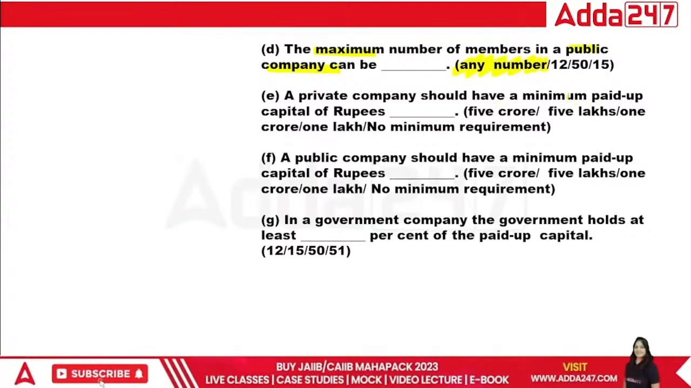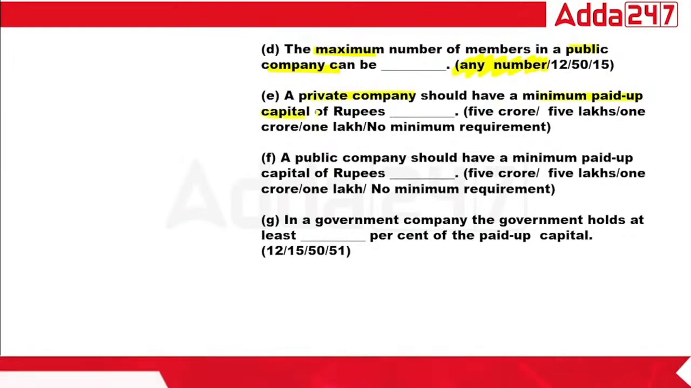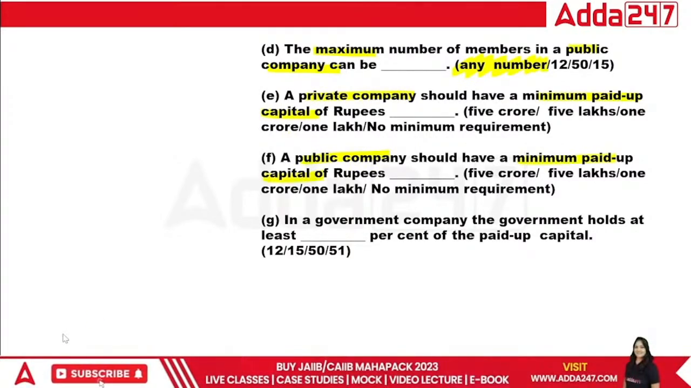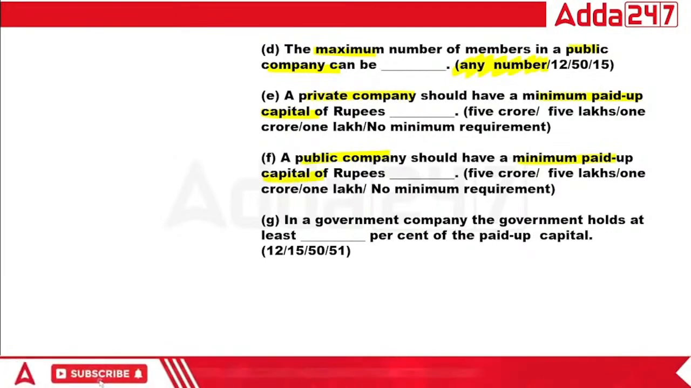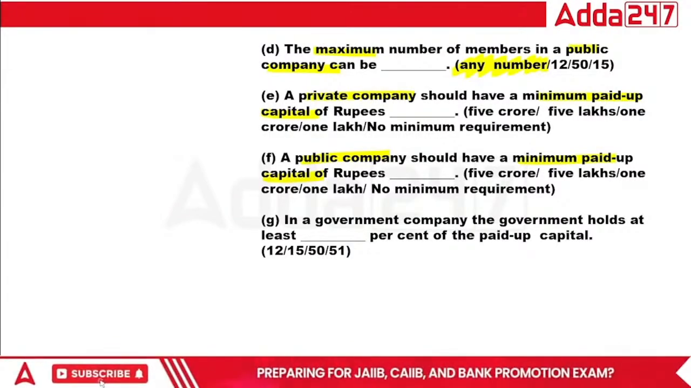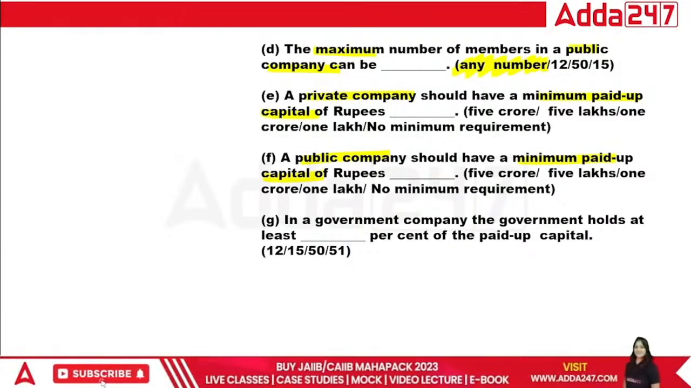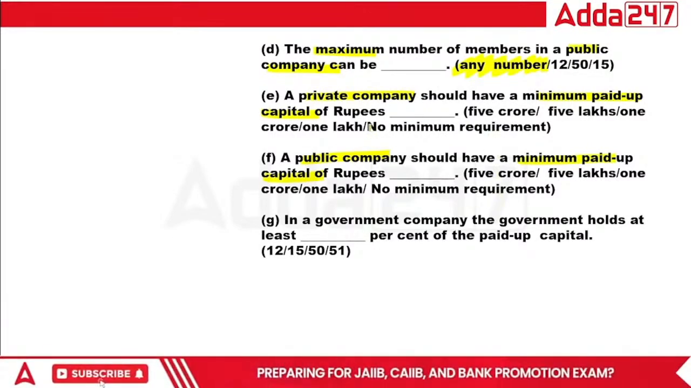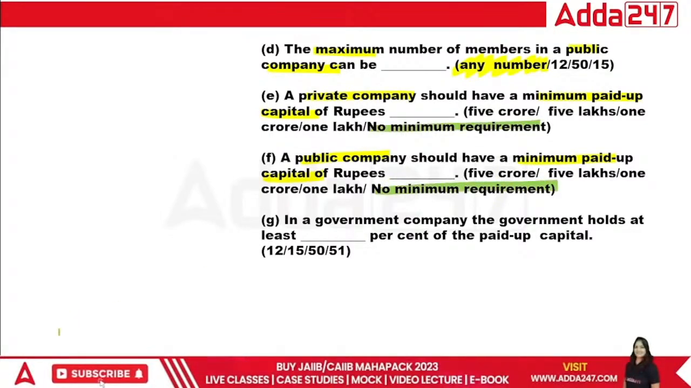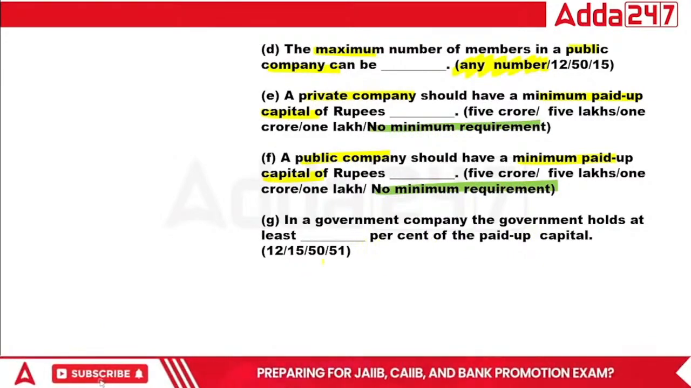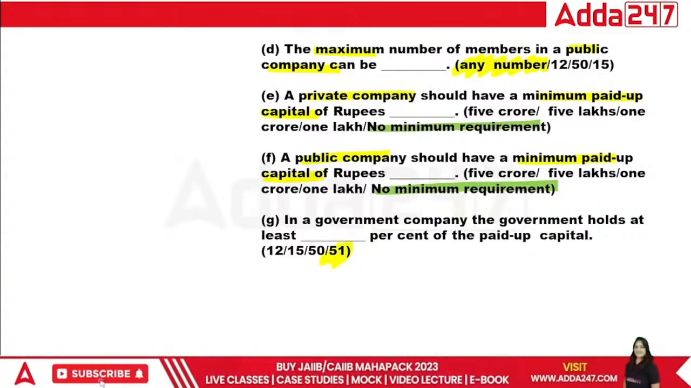For a private company, the minimum paid up capital, and for a public company, the minimum paid up capital. What will be the answer? Tell me, class. This is an important one. The answer will be no minimum requirement. In a government company, the government holds at least dash percent of the paid up capital. That is 51%.